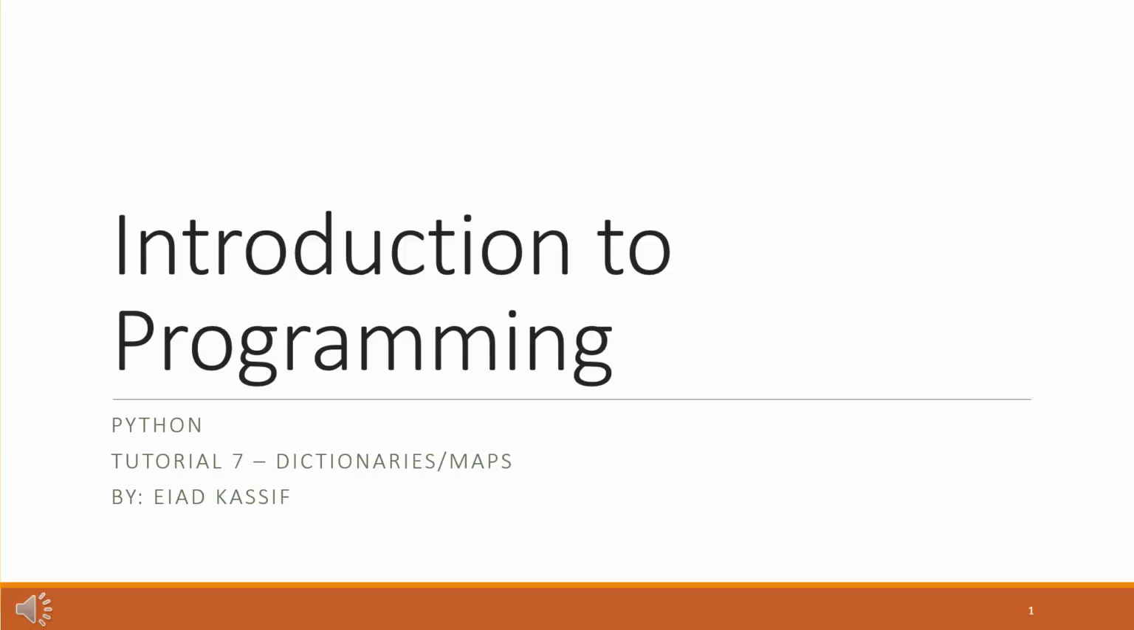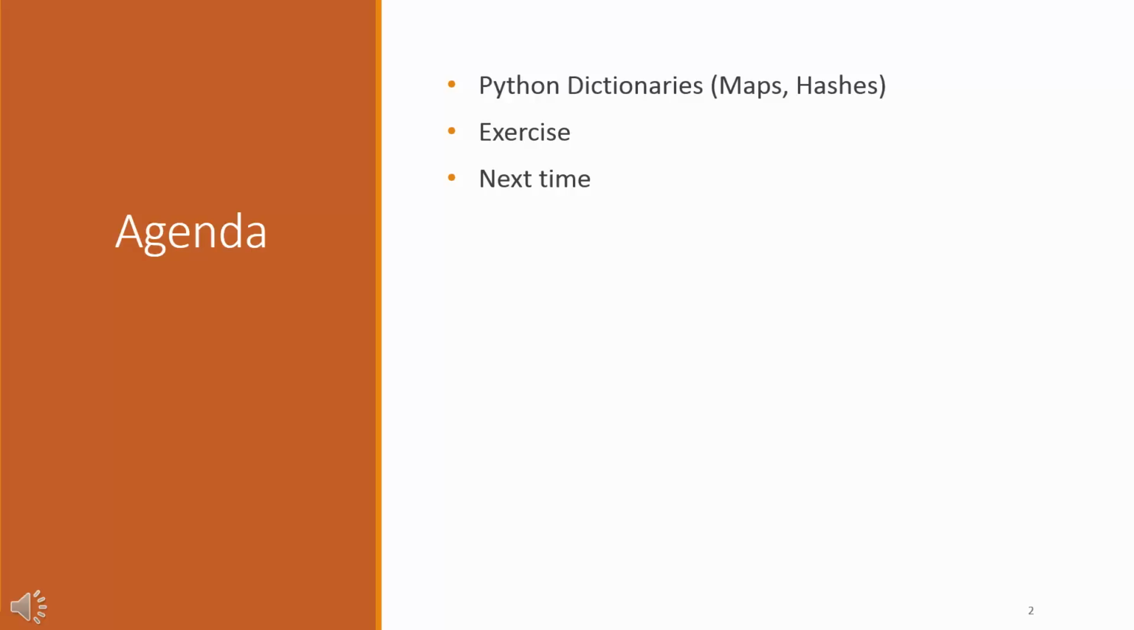Welcome to the 7th tutorial on the Introduction to Programming Using Python series. In this tutorial, we're going to be looking at Python dictionaries, also called maps and hashes in other languages.